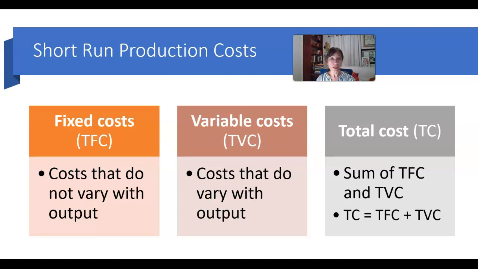So we call the cost for fixed inputs fixed costs. Total fixed costs: T means total, and then FC means fixed cost. You might see it without the T. It just means costs that do not vary with output. Then you will see variable costs, and the T again means total variable cost. These are costs that do vary with output. And then we have total cost, which is simply the sum of total fixed cost and total variable cost. So here's the formula: total cost equals total fixed cost plus total variable cost. You want to write this formula down in a place where you can easily find it because you will be using it again.